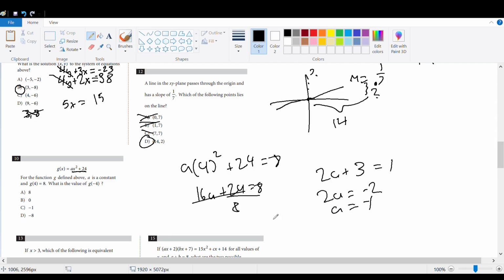And that is one of the answers, but that's not what we want, because what we want to find is the value of g of negative 4. And that is one of the tips that we gave in our 8 steps to 100 videos that you could watch too. So we want to find the value of g of negative 4. So if a equals negative 1, then we just do negative 1 times negative 4 squared plus 24. So we just get negative 1 times 16, because the square removes the negative, because it's negative 4 times negative 4, plus 24, or negative 16 plus 24, which is equal to 8. And that is A.